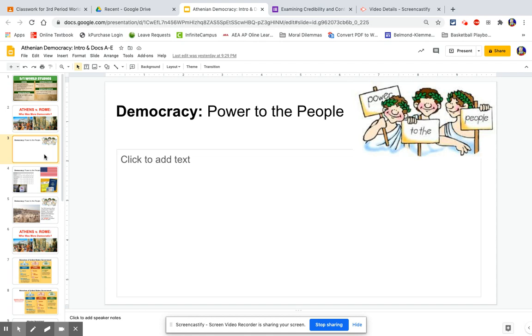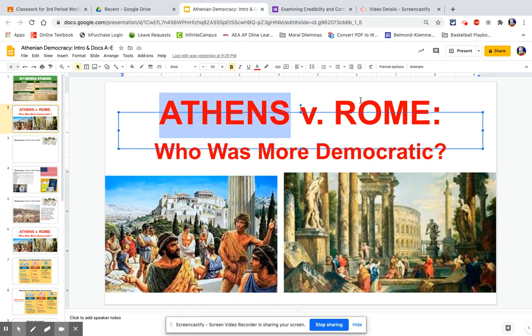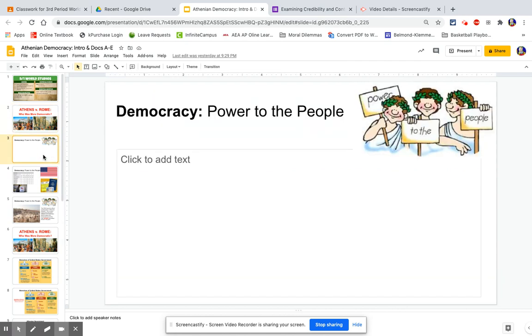And democracy is a way that the government gives power to the people. Democracy simply means power to the people. So when I ask the question, who is more democratic, Athens or Rome, essentially what I'm asking is, in which place did the government give the most power to the people? Okay, so democracy, simply power to the people.